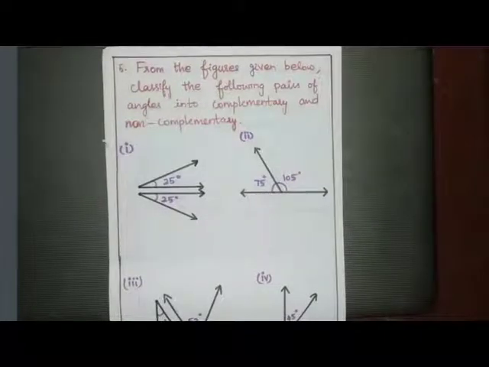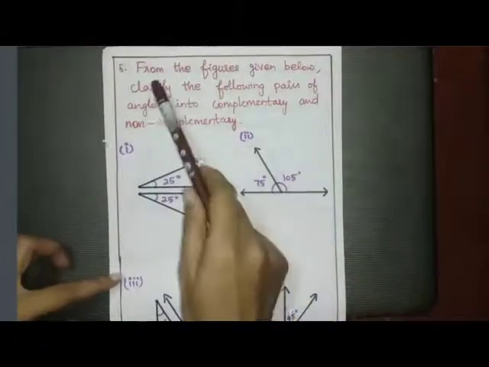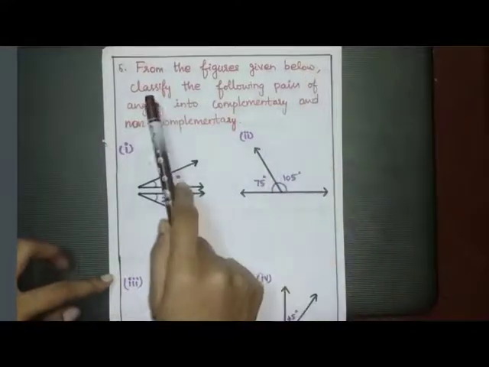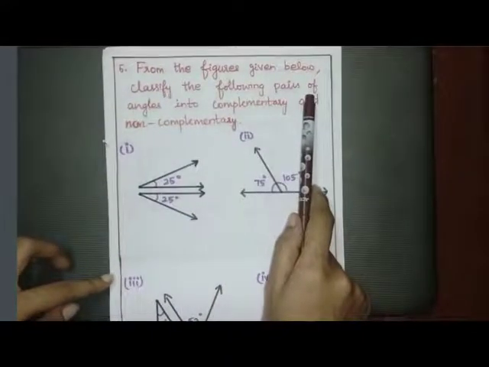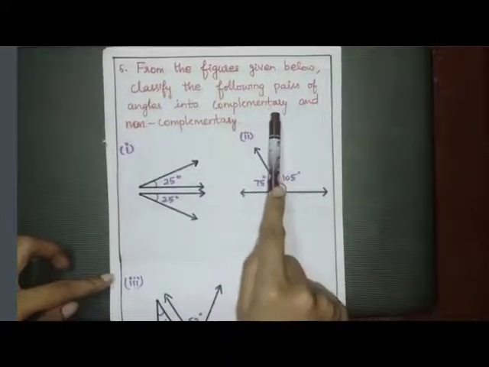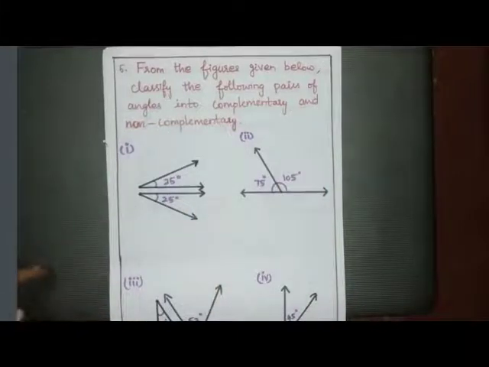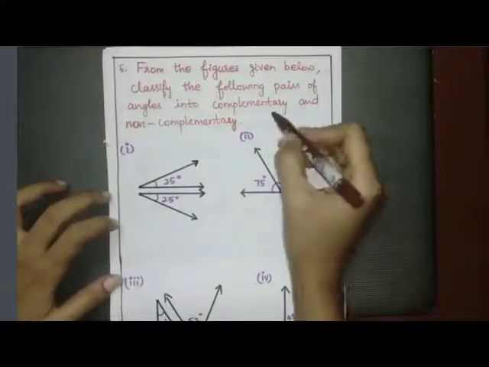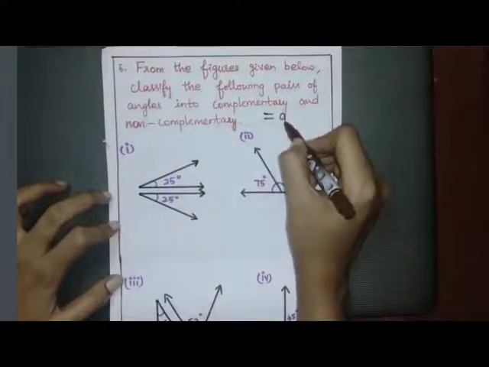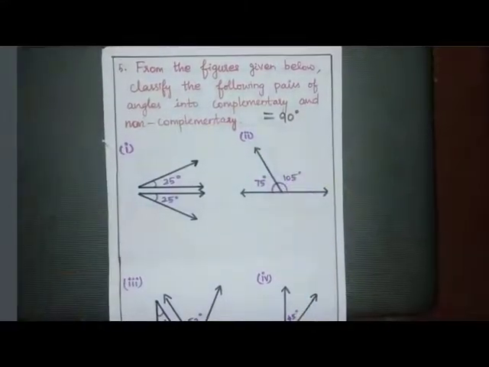Next problem, problem number 5. From the figures given below, classify the following pairs of angles into complementary and non-complementary. What is a complementary angle? Do you remember? Can anyone tell me? Yes, very good. Complementary angles are two angles which add up to 90 degrees. So complementary means 2 angles added up to 90 degrees.